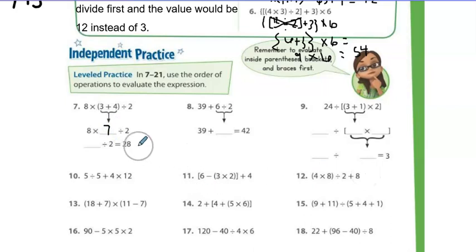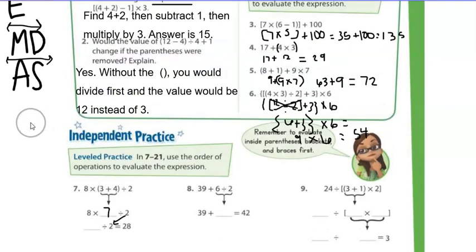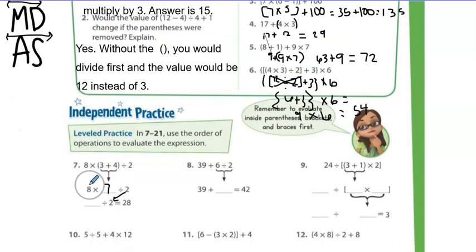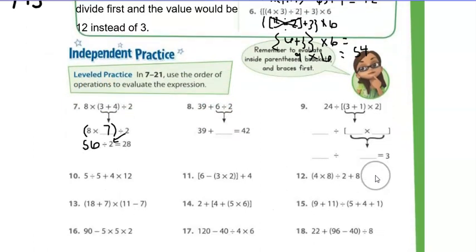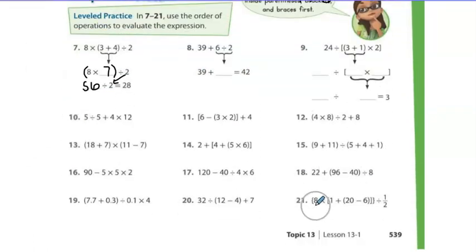And then it's showing you that you're bringing this division and 2 down because in this problem, you're going to do the multiplication first. So that 8 times 7 will be completed first, and 8 times 7 gives me 56. Then you have your divided by 2, and you end with your answer, 28. So basically, you're just going step by step to solve these problems. And then 10 through 21, you can complete on your own.